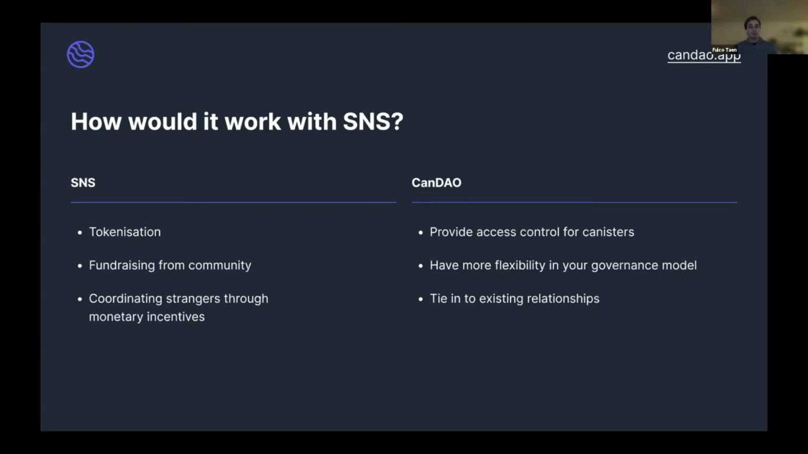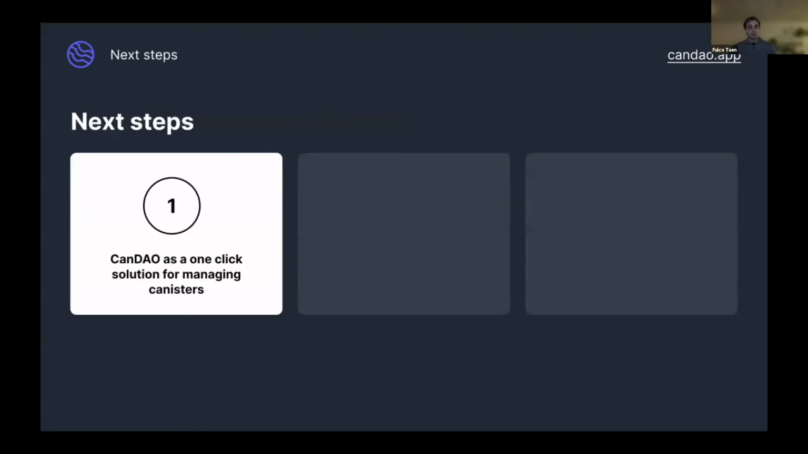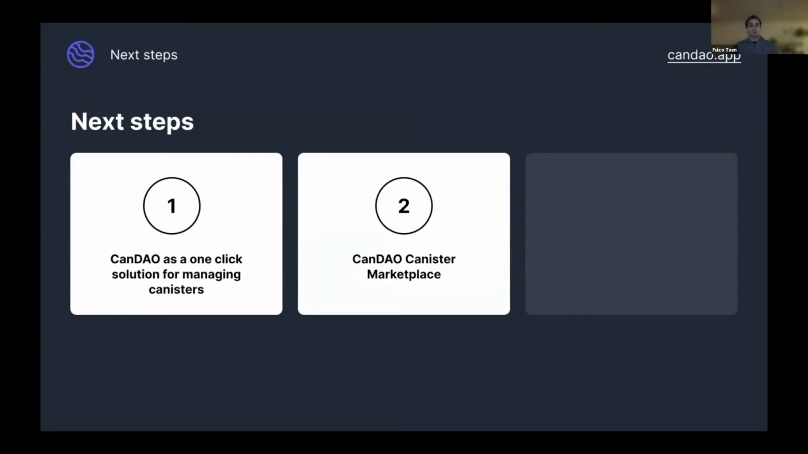So what are the next steps for CanDAO? First, we want CanDAO to be a one-click solution instead of needing a command line or DFX. Secondly, we want CanDAO to be usable for everyone, not just programmers. To make this possible, we would like to start a marketplace where people can buy pre-made canisters to put under control of their DAO. For example, if some collective would like to buy some NFTs together, they could buy an NFT treasury canister instead of creating such a canister themselves.